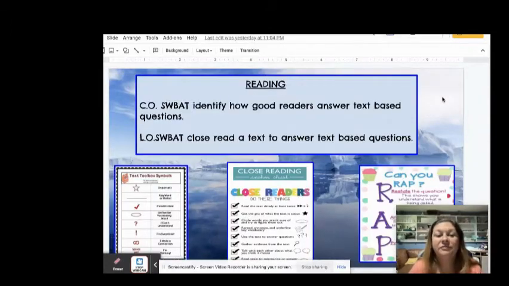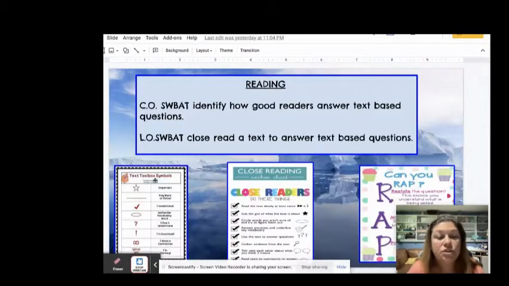So today, students will be able to identify how good readers answer text-based questions. And students will be able to close read a text to answer text-based questions. So let's look at this picture here.